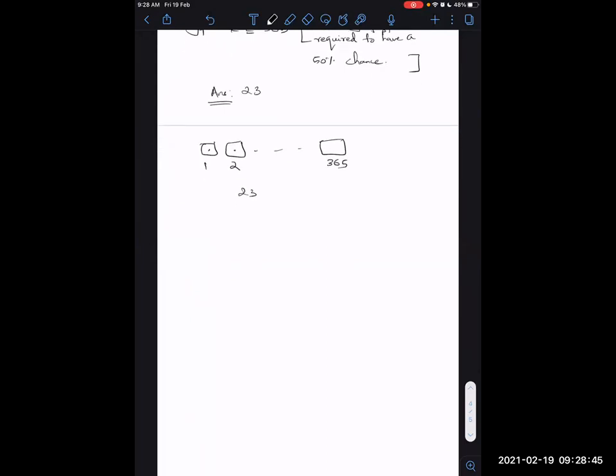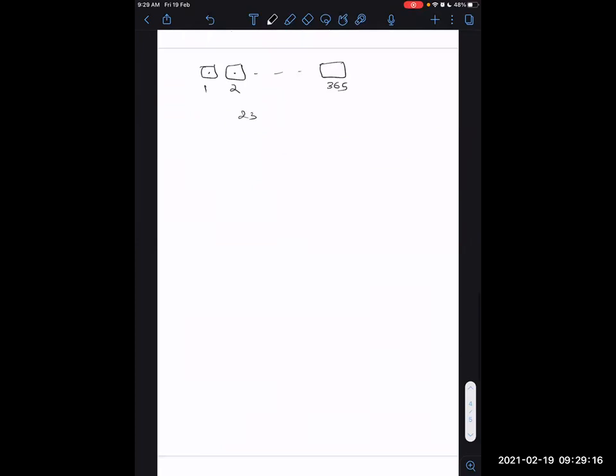Is it clear? You have 365 boxes to fill and you only have 23 people, and I'm saying that with a 50% chance one of the boxes should have two elements in it. This is very counterintuitive because 23 is very small compared to 365. But this can be proved using probability again.